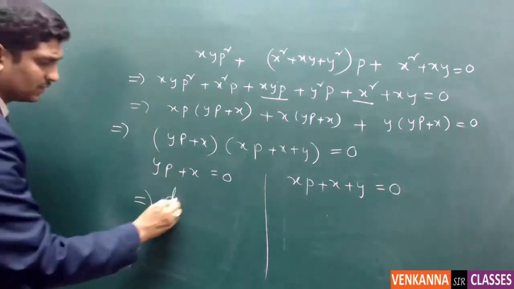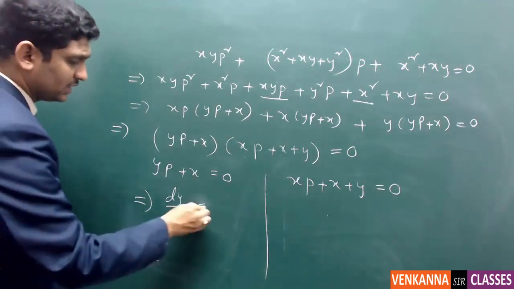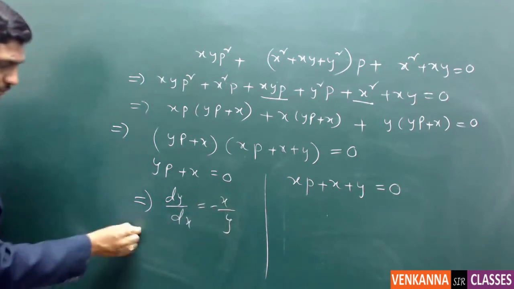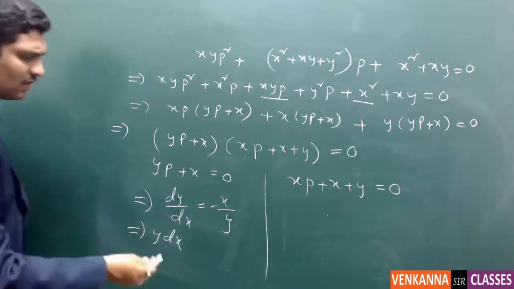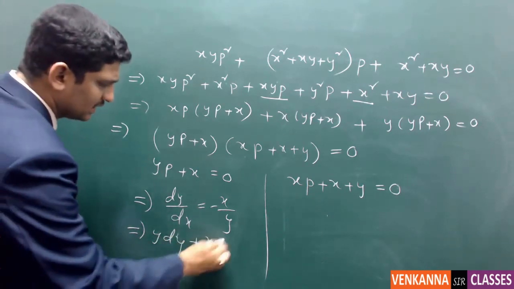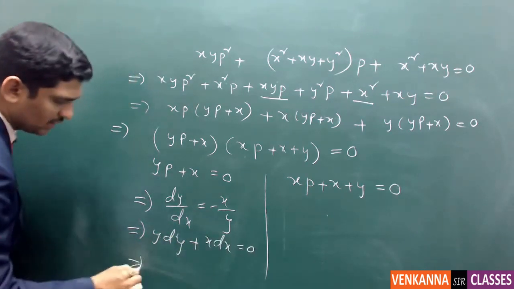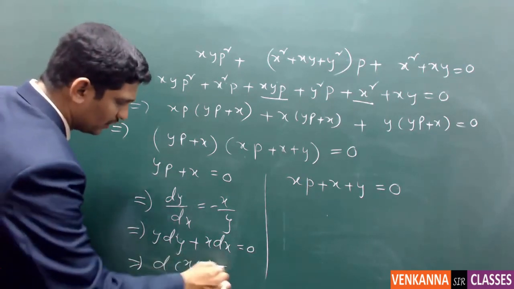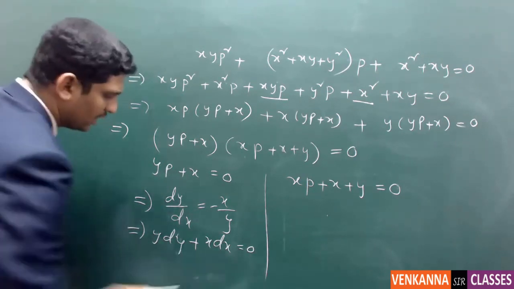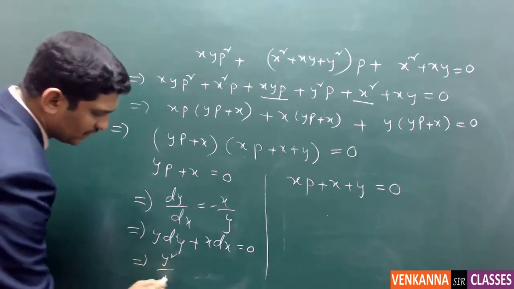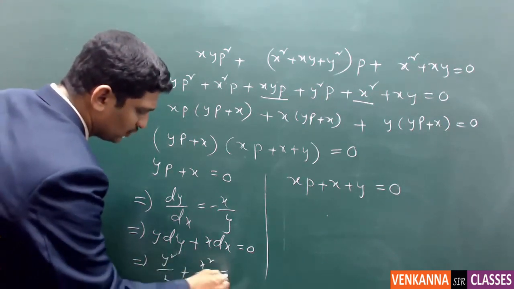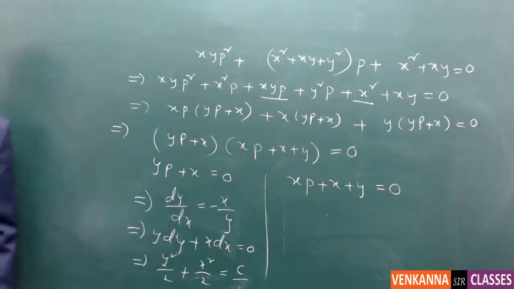from this dy by dx is equal to minus x by y, or nothing but y dy plus x dx equal to 0, which implies derivative of xy equal to 0. On integration you have y square by 2 plus x square by 2 is equal to c by 2. You can take it like this. Accepted? For the first one. Right. So can you solve the second one then?